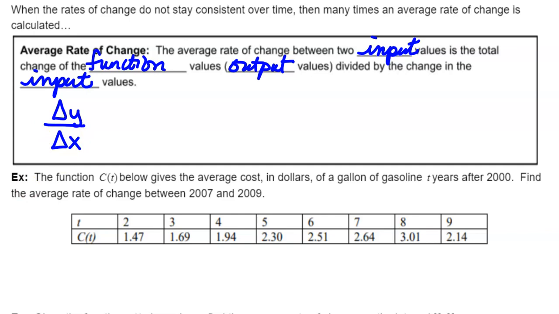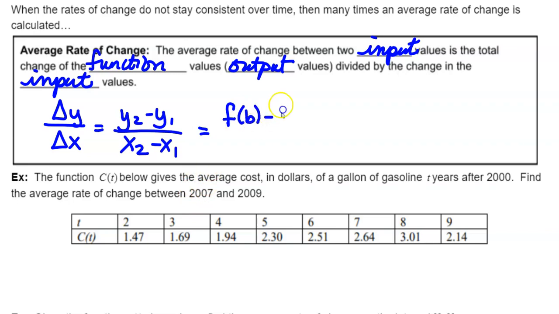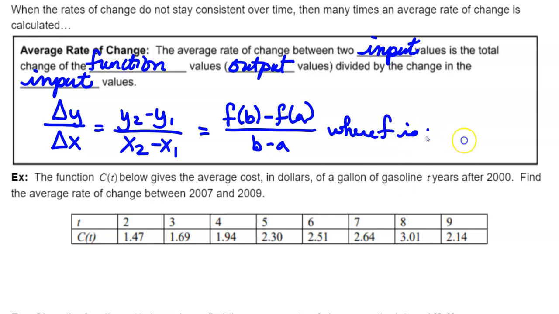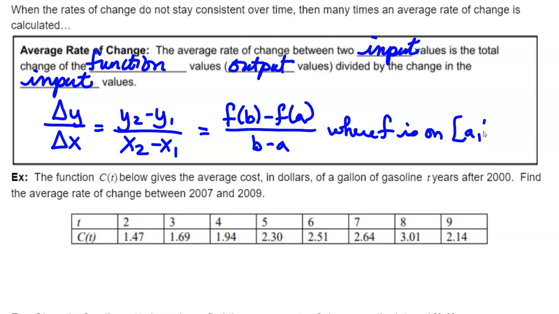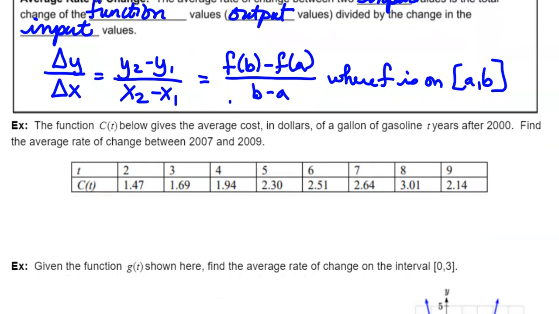That little triangle symbol means delta, as a Greek letter, and in math it means change in. So the change in y over the change in x, which we could also equate to subtracting two y values or two output values, while subtracting two x values in the denominator. And you want to go from right to left, larger to smaller. And in function notation, we can also look at it as f of b minus f of a, all over b minus a, where f is on the interval a comma b. All right. So, multiple ways to look at it. Basically, we're taking a y minus a y over an x minus an x.